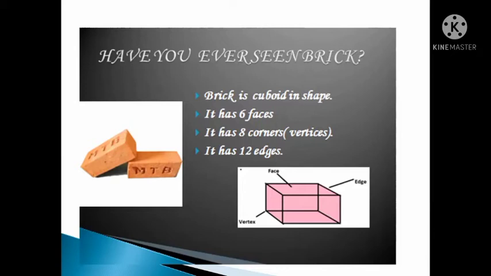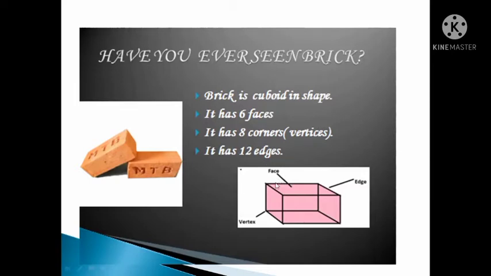It has 6 faces. It has 8 corners. Corners can also be called vertices. It has 12 edges. We can see 6 faces in a brick: up, down, left, right, front and back. So there are 6 faces, 8 corners and 12 edges.